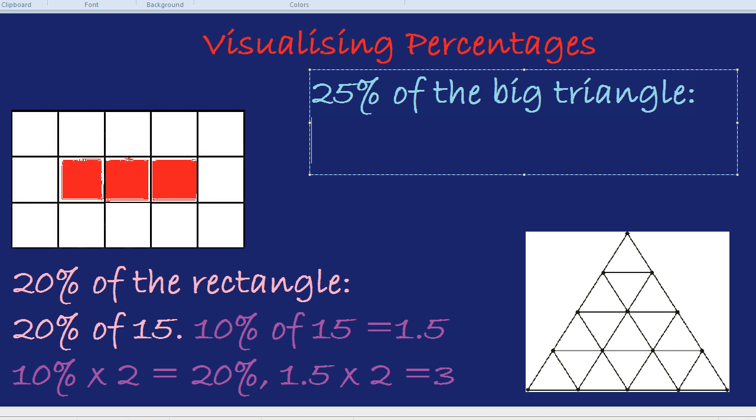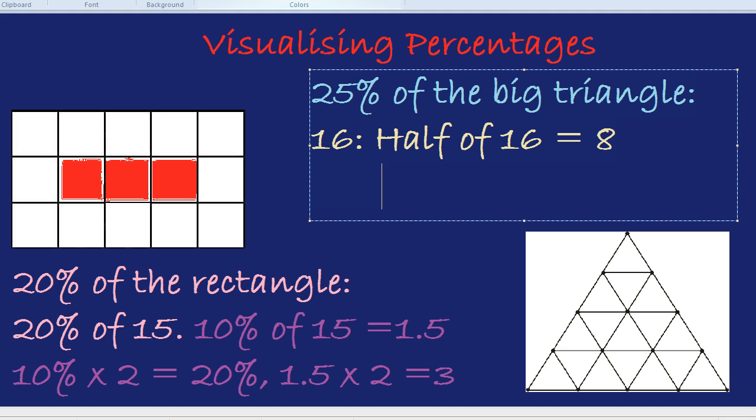A quick other tip to get 25%, it's a one-off trick that you can do with 25%. If you half something, you get 50%. And if you half 50%, you get 25%. In other words, if you half something and half it again, that's a very smooth way of finding out 25% of that thing. We have 16 little triangles. Half of 16 equals 8. And half of 8 equals 4. Yes, 25% of 16 is 4.